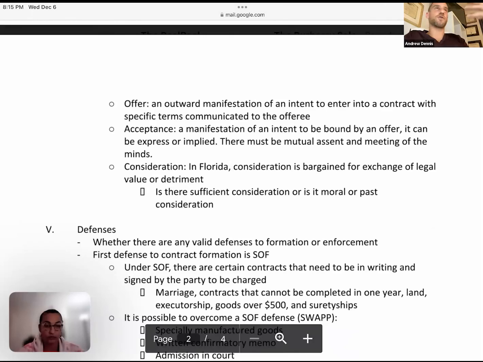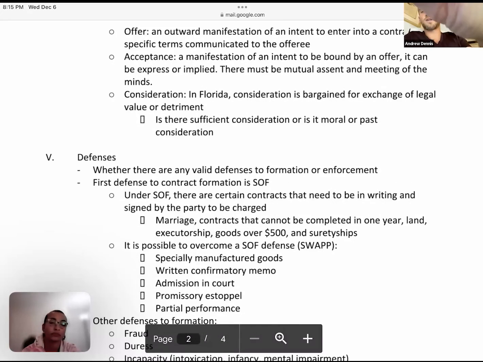Then you arrive at, therefore, absent any defenses, there's likely a contract between the parties. When in doubt, assume that there's likely a contract between the parties, because otherwise you stop writing the essay. They want you to get to defenses. They want you to get to damages. So once we've established that it seems like we have contract formation, we want to go into defenses.